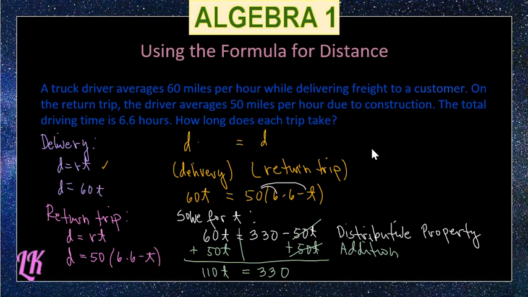So next, we want to eliminate the coefficient of t. So we do this by division. So 110t divided by 110 should be equal to 330 divided by 110. So then this will give us t is equal to 3. So that means 3 hours, which is the driving time for the delivery.